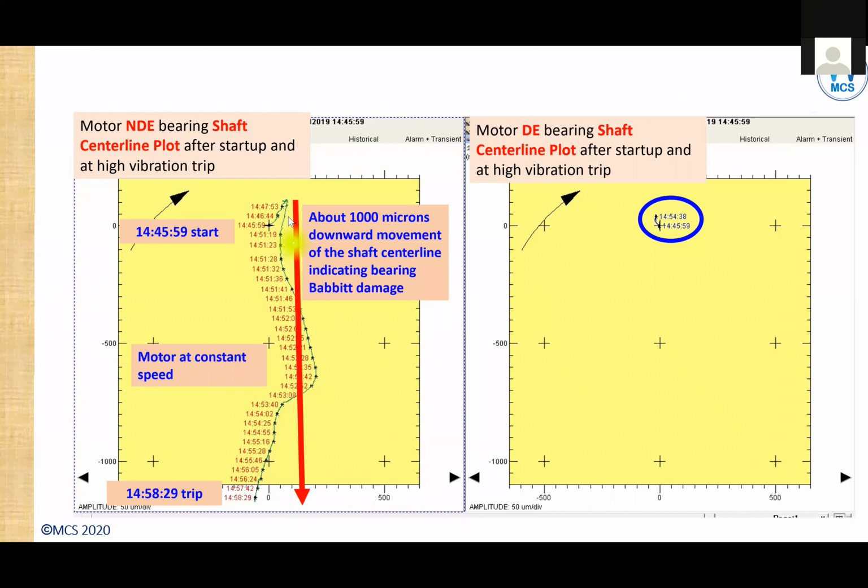So this trend is not the shutdown trend. Please understand, this is not the shutdown run. This is the shaft movement while the shaft is running. It was running at 1500 RPM and then eating away the bearing while it is going down there.